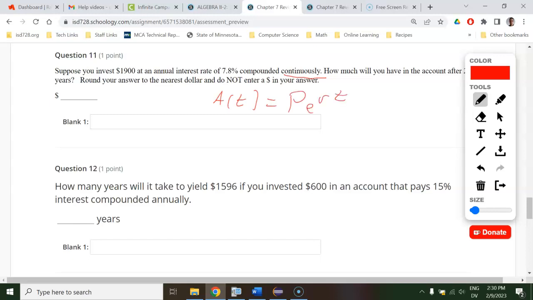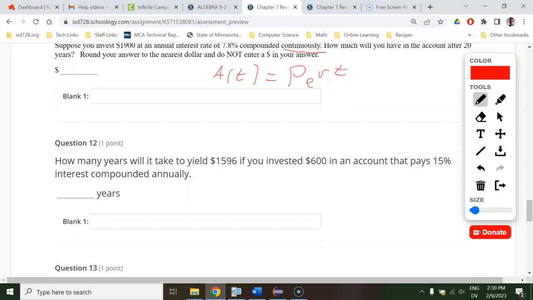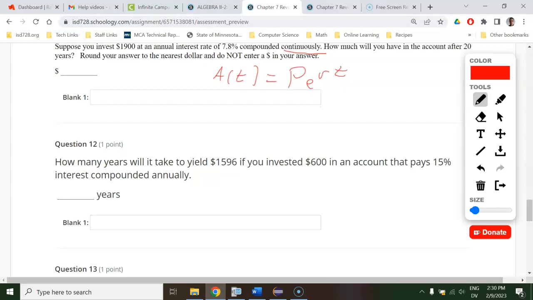Okay, and then, sorry if I can't get this to show up here quick. Yeah, it says 20 years. Sorry if you can't see that there.